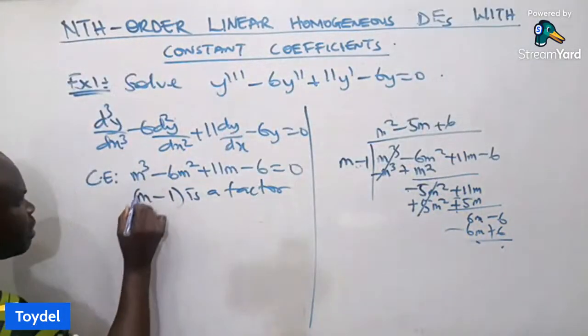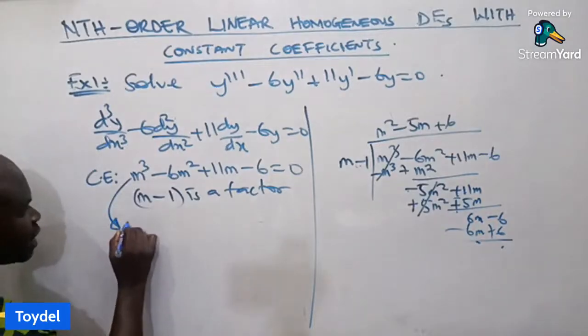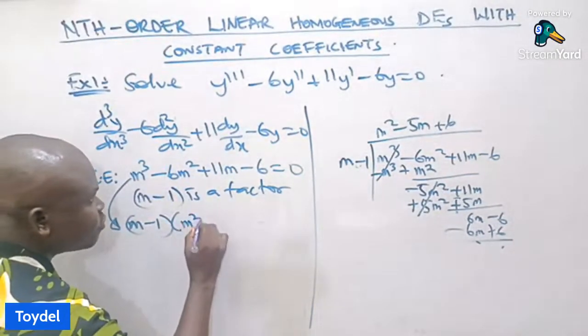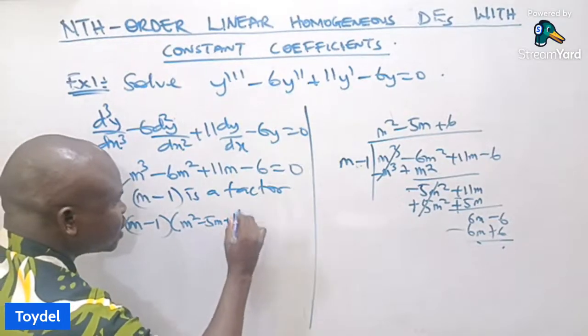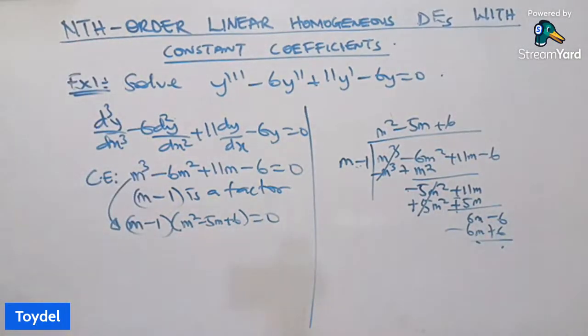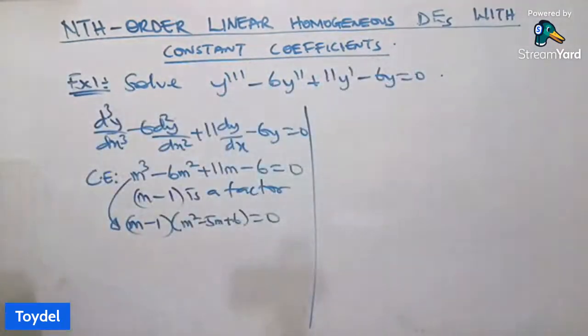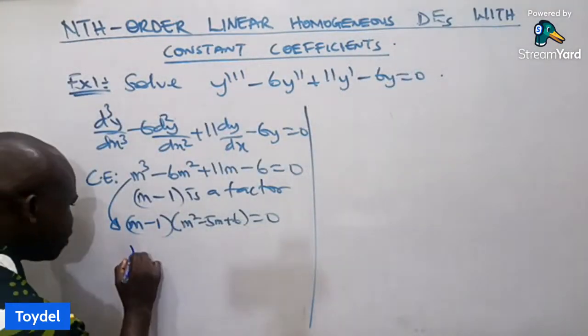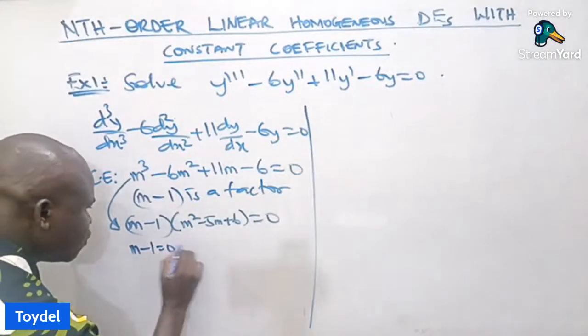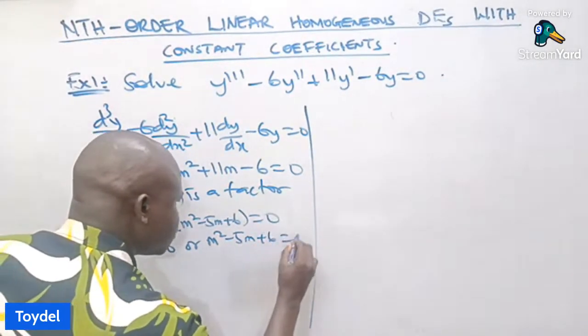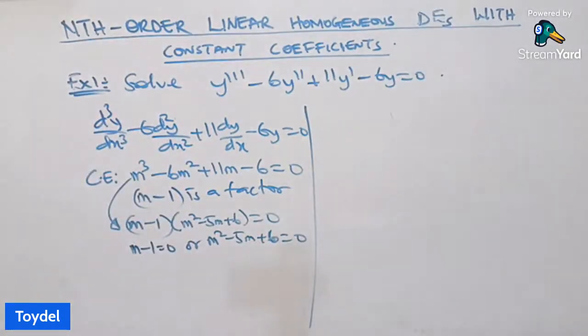So that simply means that instead of this now, we write this as m minus 1 into bracket m squared minus 5m plus 6 equal to 0. That is what we are going to have. So from there we know that either m minus 1 is equal to 0, or m squared minus 5m plus 6 equal to 0. That's what we are going to get there.